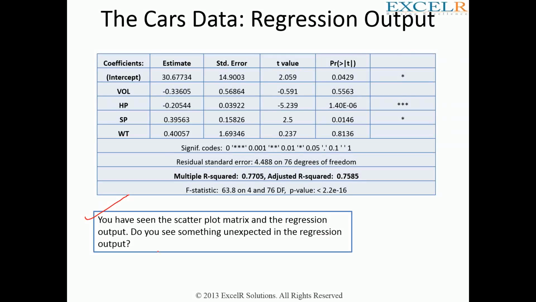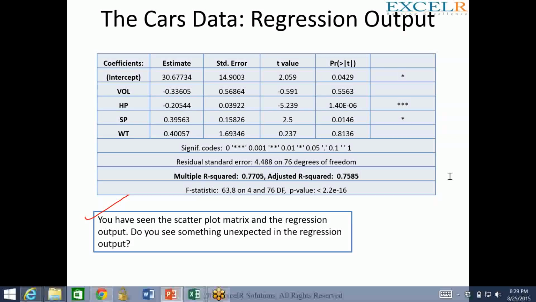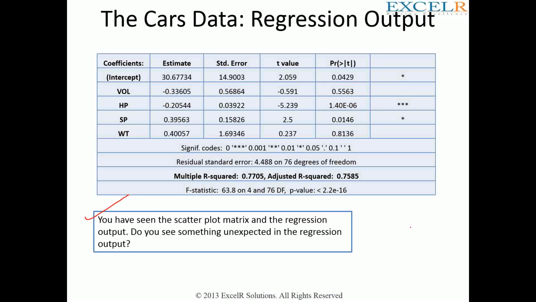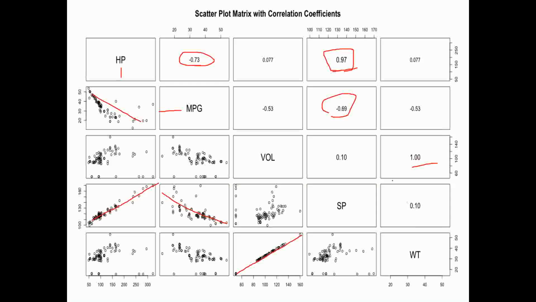If yes, what is that? Anyone? No one has seen anything unexpected here from the scatter plot and the regression output? Okay. We do not have a lot of time at our disposal to waste, right?